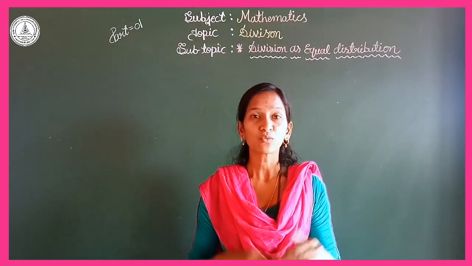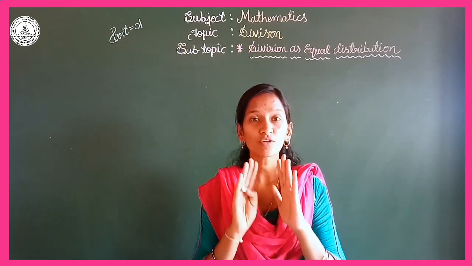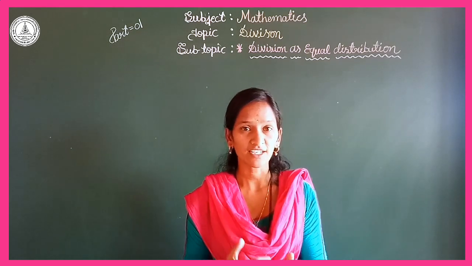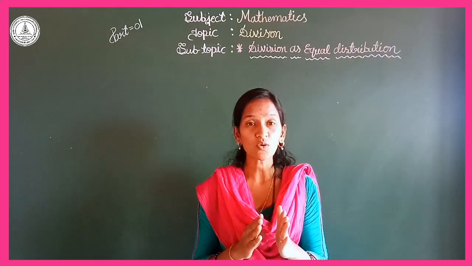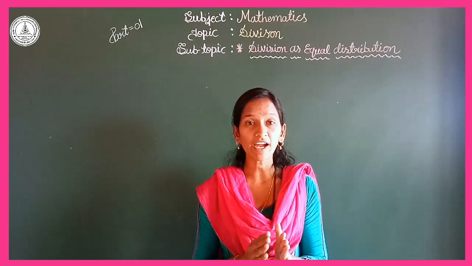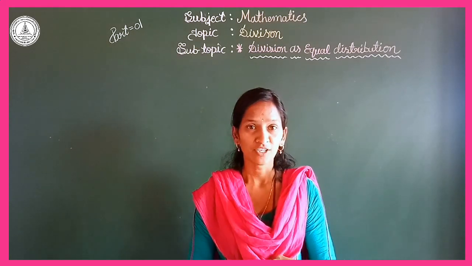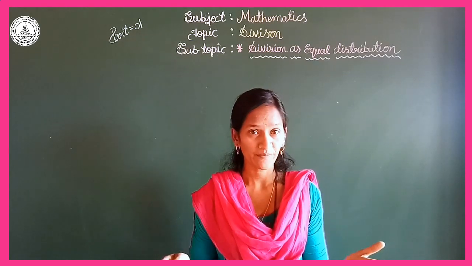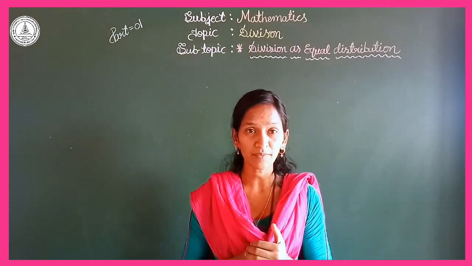In this activity, what did I do? I distributed the 4 flowers equally among 2 children, right? So what is this process called? This process of splitting or dividing into equal groups is called division. Yes, division is nothing but equal distribution, right? So how can you write this using a division statement?